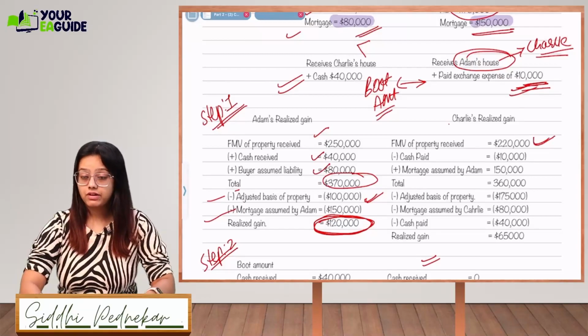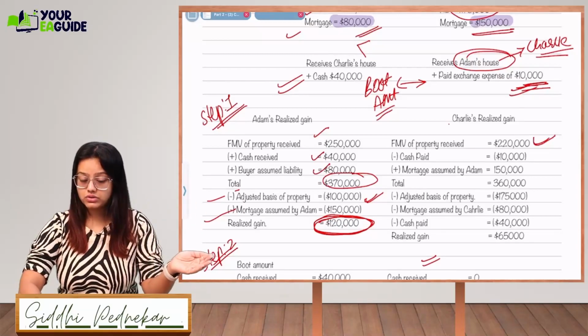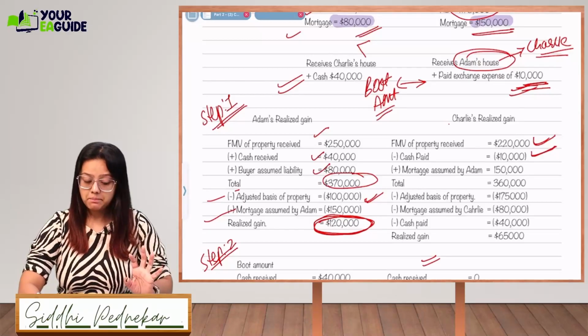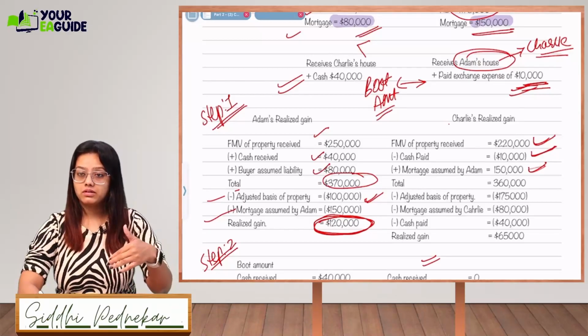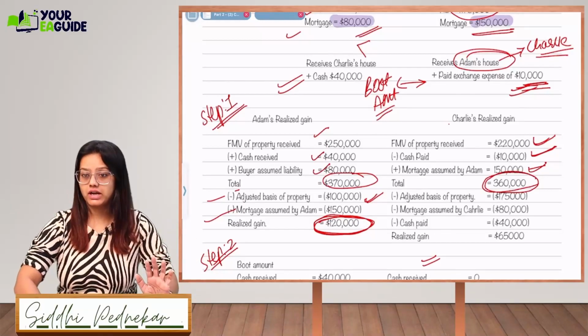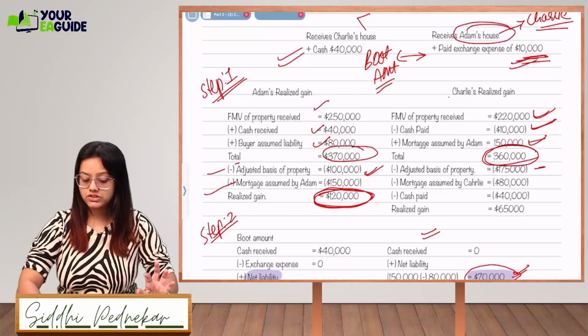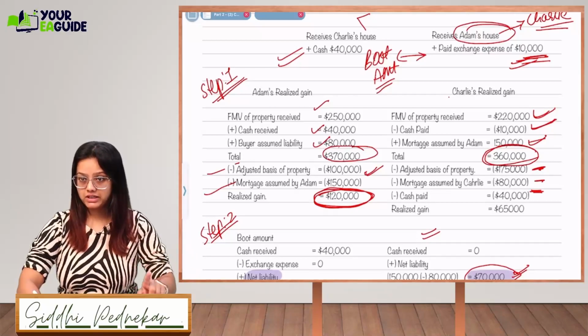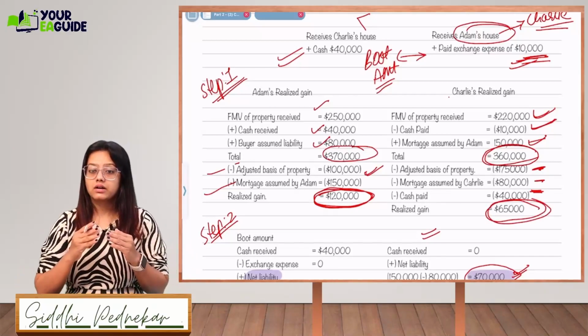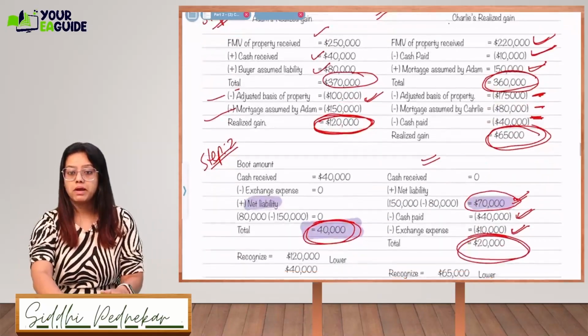2,20,000 is the FMV of the property you are receiving. Reduce any cash paid, that is your exchange expense, plus the mortgage which is being assumed by Adam for Charlie. This is our total amount realized. Out of that, you are going to reduce the adjusted basis of the property transferred, reduce the mortgage which you have assumed, and the cash paid. Okay, to Adam they have paid the cash of 40,000, so you are going to reduce that. So whatever is the ultimate realized gain, that you need to compare with the boot amount.